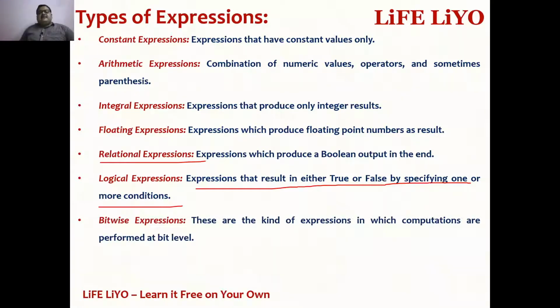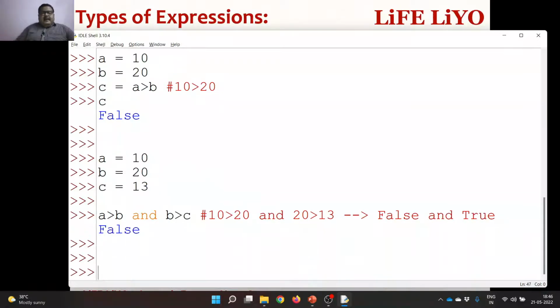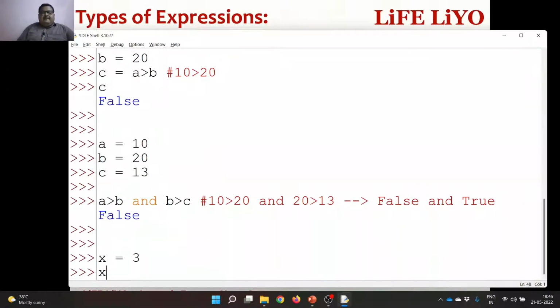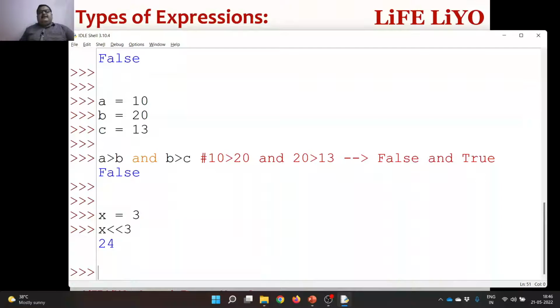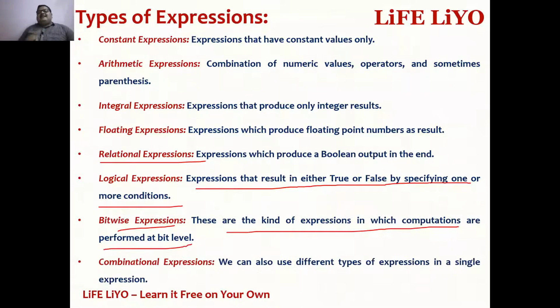Bitwise expressions. These are the kind of expressions in which computations are performed at the bit level. I will take x equal to 3. If I perform a left shift by 3, I get the answer 24. Whenever you use the left shift operator, right shift operator, or any bitwise operators between operands, they are called bitwise expressions. And the last one is the most important one, that is combinational expressions.